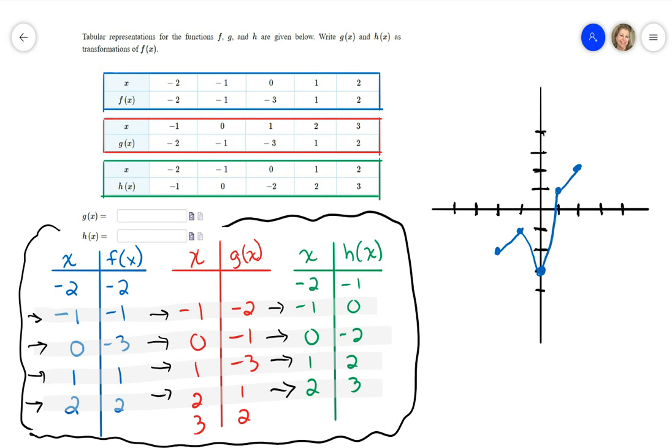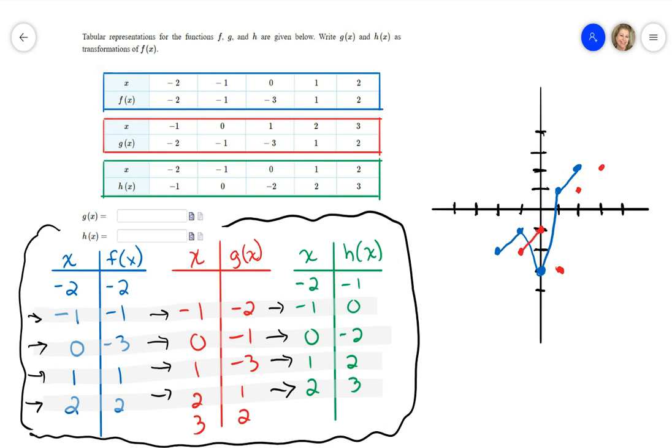All right. Then I go to the red function. The very first point they have is -1, -2. So that's 1 to the left and down 2. Oh, I could have sworn I switched colors. All right, -1, -2 is right here. Then 0, -1 is here. And then 1, -3 is there. 2, 1 is here. And 3, 2 is there.